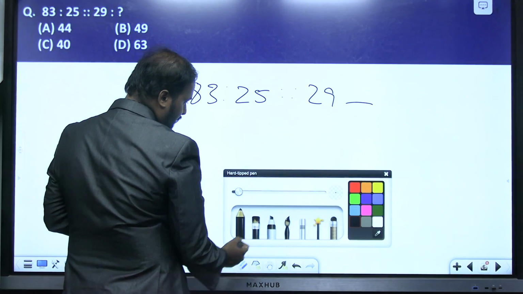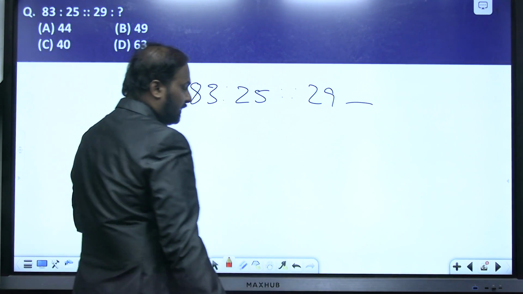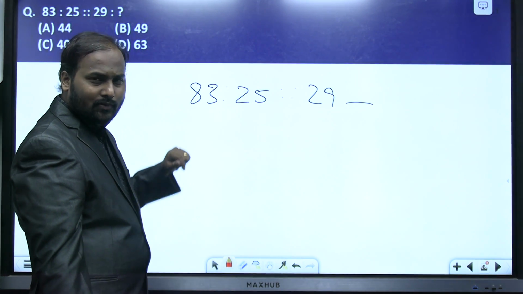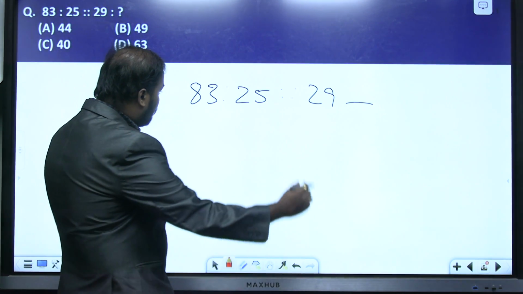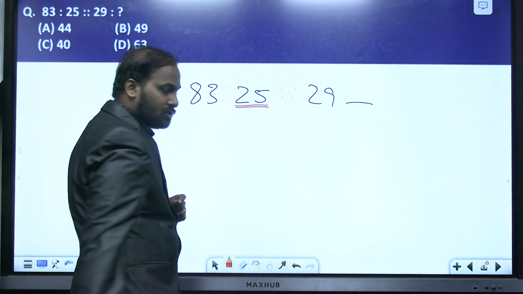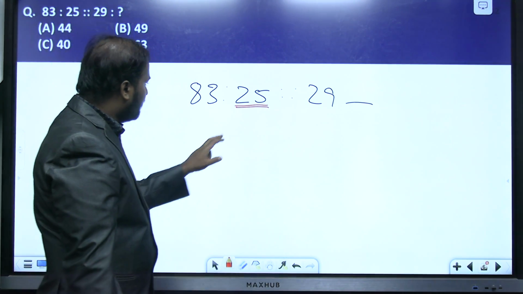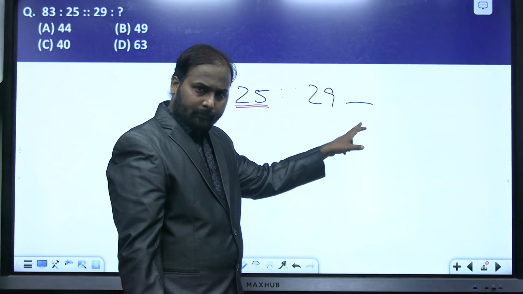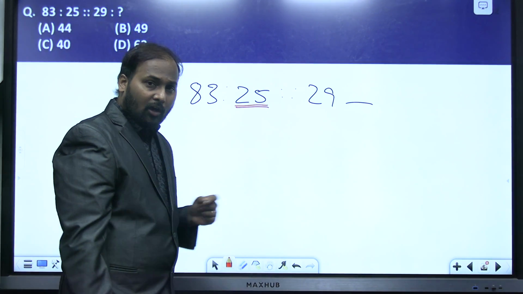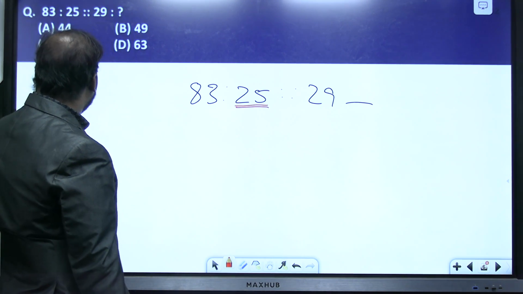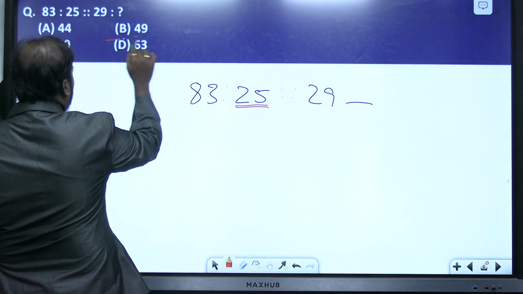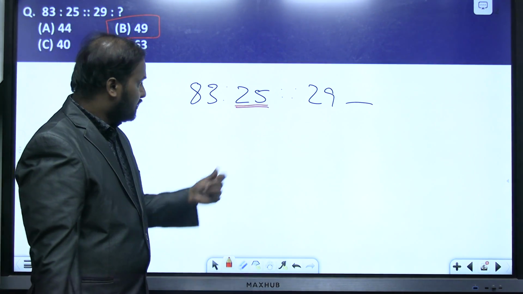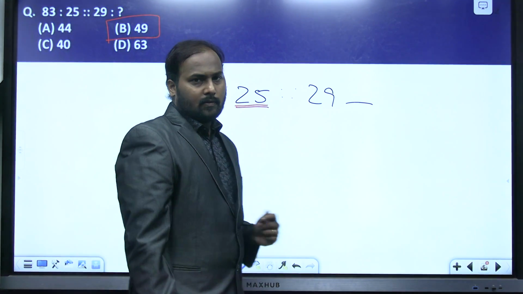When you see this question, there are some clues in it. For example, is there any value near squares? Yes. What is that number? 25. 25 is a square. Now, if here you are having a square, obviously here also you will have a square. Yes or no? So now check the options. Is there any square? Option A 44, option B is 49. So there is a high chance that 49 can be your answer. So here also the possibility is a square.